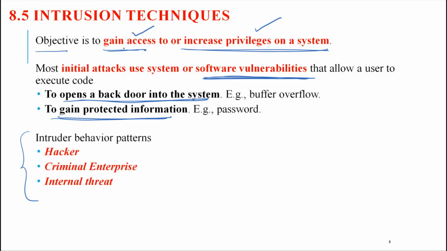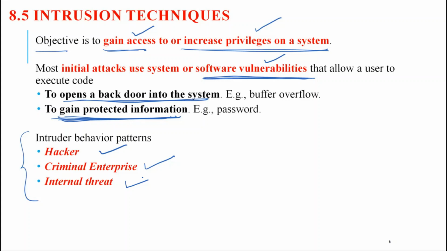Number 1. In any intrusion technique, the first step is going to be finding the vulnerabilities, the weakness of the target machine. Once the attacker finds it, he is going to enter the machine through the backdoor. This is the next step. Then after entering through the backdoor, the attacker is going to gain or access the protected information, all the confidential information. Then there are 3 different techniques available. The first technique is called the hacking technique, the second one is a criminal enterprise, and the third one is the internal threat. We are going to discuss this in the coming slides.